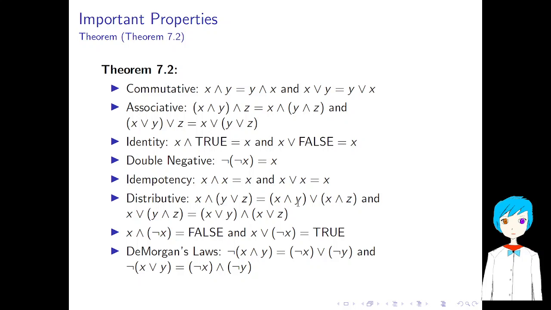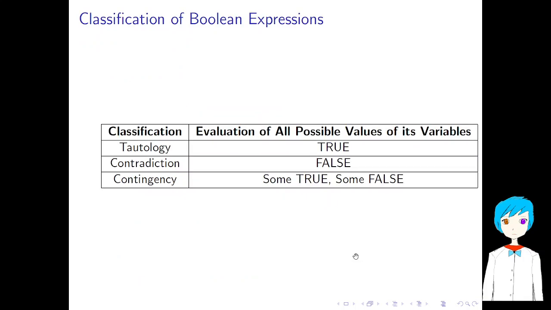So we have some terms for Boolean expressions. Tautology means that it is always true in all circumstances, for evaluation of all possible values of its variables. Contradiction, it is always false in all circumstances. Contingency means an expression that can sometimes be true, sometimes be false.